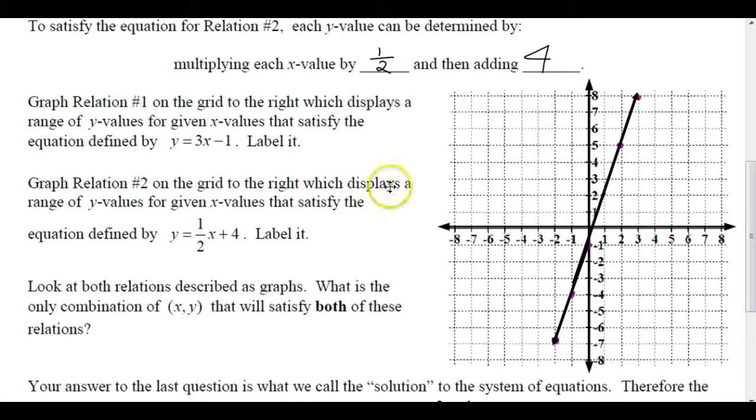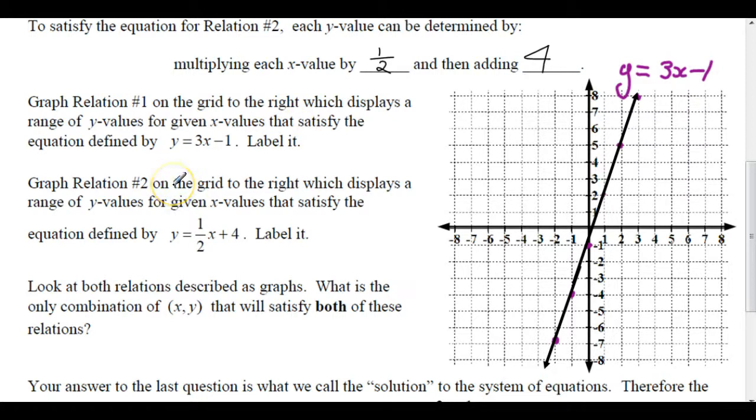Alright, so there's my line. I'm just going to drag that out a bit. Oh, I guess move them over. It's not a perfect line, but that's good. Label it. So this is y equals 3x minus 1.